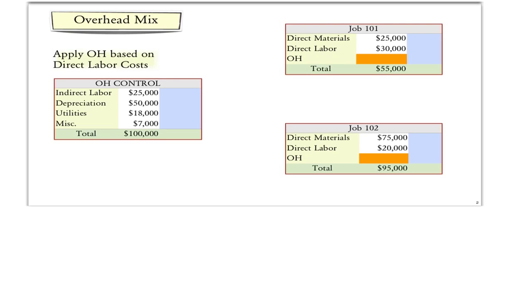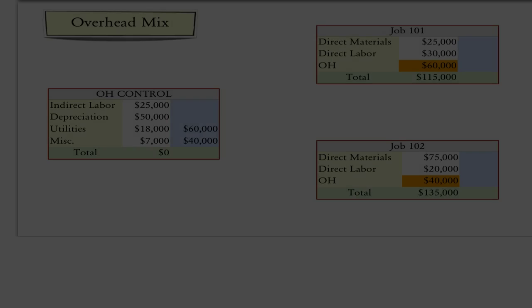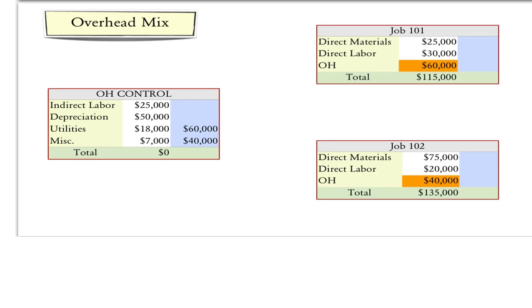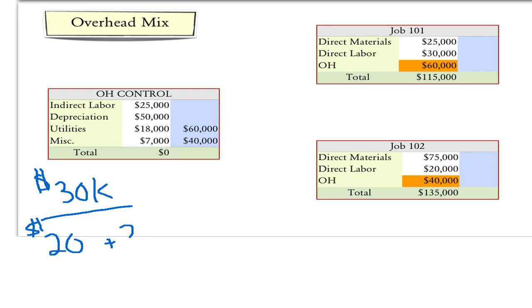overhead is accumulated in the overhead control account and then allocated to jobs. In this example, we're going to allocate the overhead on the basis of direct labor costs. We can see that job 101 uses $30,000 of direct labor, and job 102 uses $20,000. Therefore, the percentage of direct labor used by job 101 is 30,000 over 20,000 plus 30,000, and that's equal to 60%.